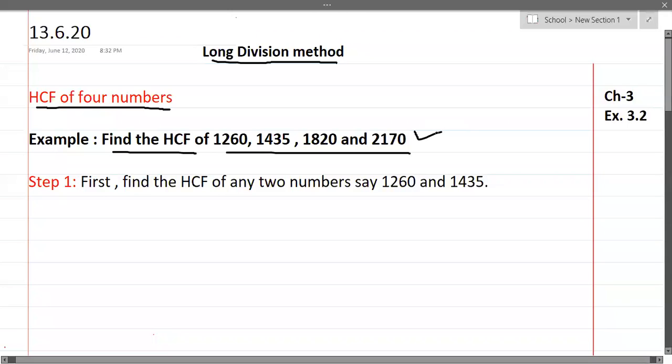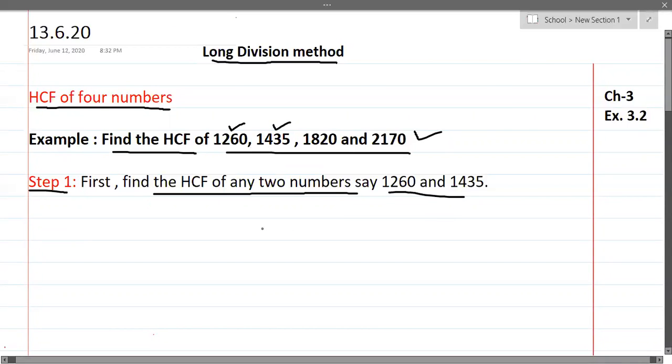2170. So like we have done in the previous method to find the HCF of two or three numbers, the same steps we have to follow in this question to find the HCF of four numbers. So the first step is that first find the HCF of any two numbers out of these four numbers. So out of these four numbers you can opt any two numbers to find the HCF of two numbers, right? So firstly I am taking the first two numbers, that is 1260 and 1435.